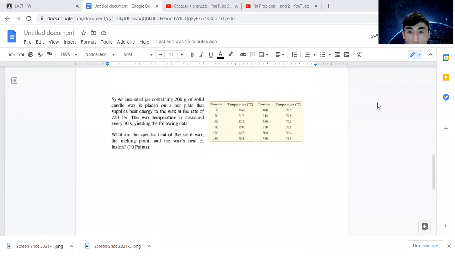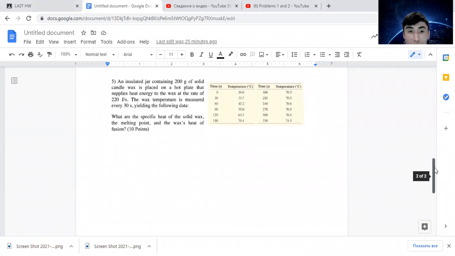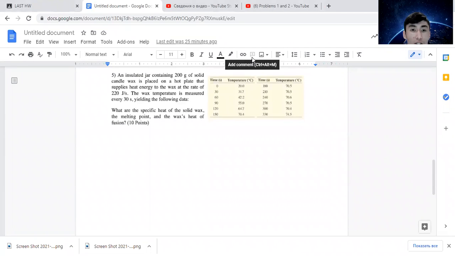It is 5. The fifth question: an insulated jar containing 200 grams of solid candle wax is placed on a hot plate that supplies heat energy to the wax at the rate of 220 joule per second. The wax temperature is measured every 30 seconds, yielding the following data. Here the data is given. And what are the specific heat of the solid wax, the melting point, and the wax's heat of fusion?